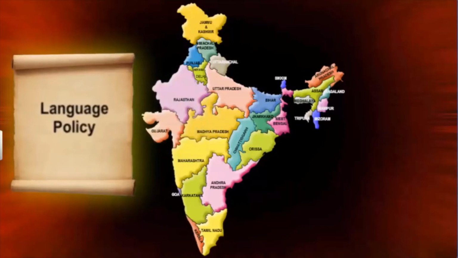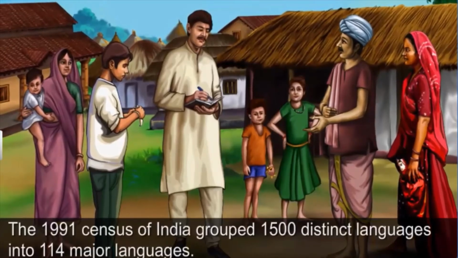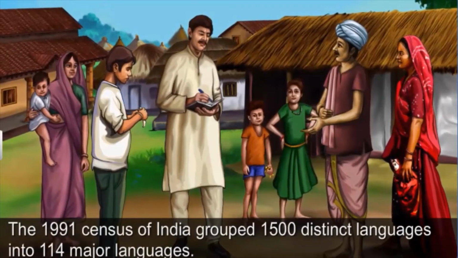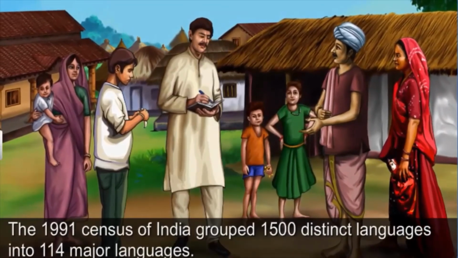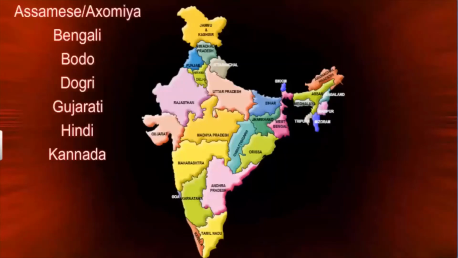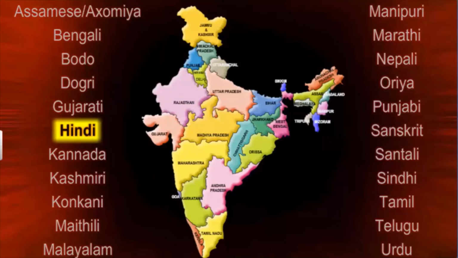The Census of India held in 1991 identified 1,500 distinct languages and grouped them under 114 major languages. Out of these 114 major languages, our Constitution recognizes 22 scheduled languages. Hindi is the official language, although there are some states that conduct official work in their own local language.